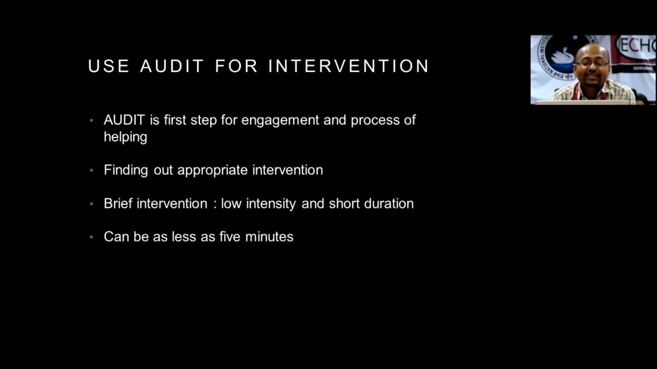Now, use of AUDIT for intervention. AUDIT is the first step for engagement and the process of helping. So AUDIT is not just a screening. It is an engagement with the client who is completely in denial or is minimizing the problem. When you come with specific questions, asking very specifically, often you get more information. And it helps in finding out the appropriate intervention, as I mentioned. You can link to brief intervention, which is very low intensity and short duration, and it can be as little as 5 minutes. Just give 5 minutes of intervention and you can do some justice to it. I will speak about FRAMES in just two slides.